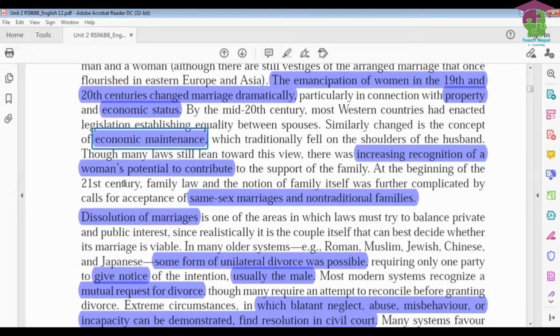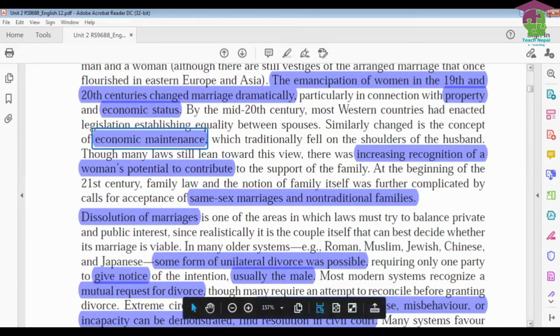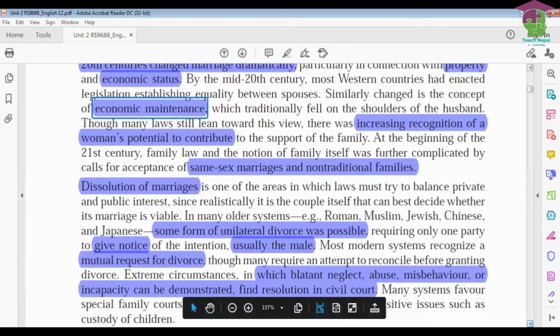At the beginning of the 20th, 21st century, family law and the notion of family itself was further complicated by calls for acceptance of same-sex marriages and non-traditional families also, right? These were the calls for the acceptance, but same-sex marriage pani tyo pani hun thale, non-traditional families also, they started existing in the modern time.